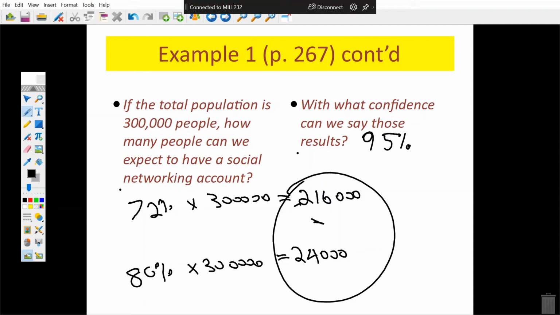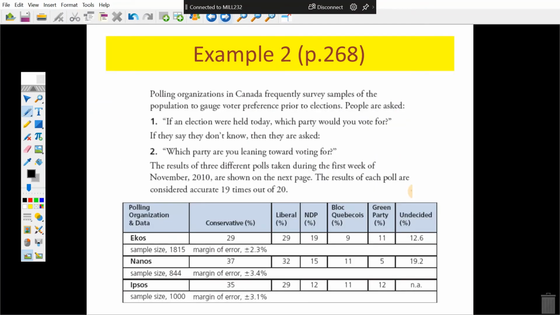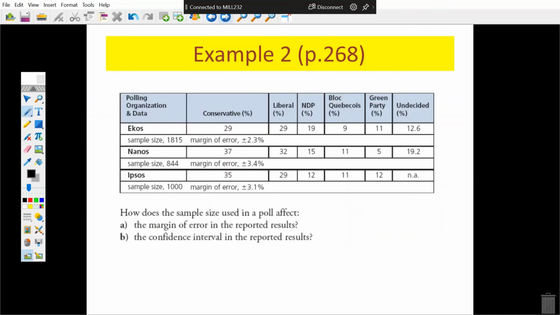Okay? So as I mentioned earlier, this is not the most difficult section we've done. This one's a pretty easy finish to the chapter. Okay, you just find the confidence interval, multiply it by the total population, and you will have your range of population. Okay. Now, this example we're not going to get into too much, but the thing we want to point to and talk about is how does sample size used in a poll affect the margin of error?